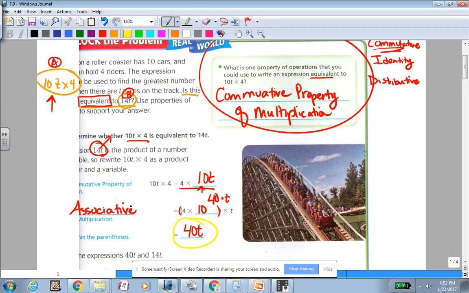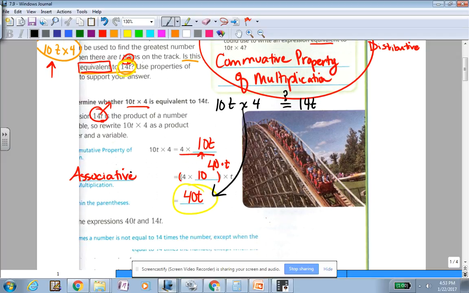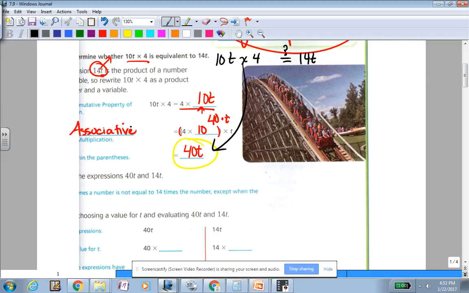If you remember, I was trying to compare it and see if it was going to be equivalent to this 14t. The original expression had us examining 10t times 4. We wanted to say, is it equivalent to 14t? Well, we did all this to determine that 10t times 4 is 40t. Are 40t and 14t equivalent? Absolutely not. Now, if I wanted to check the reasonableness of my answer, I could look at the expressions and notice that they're not equal.